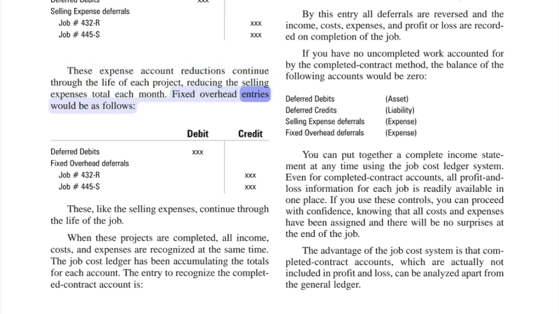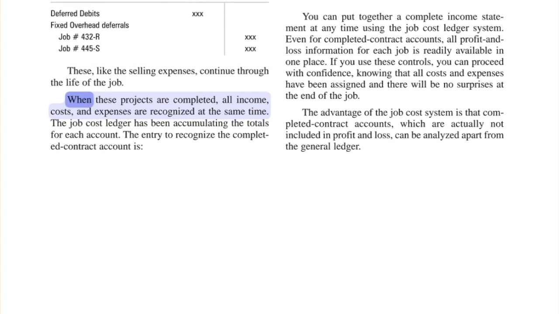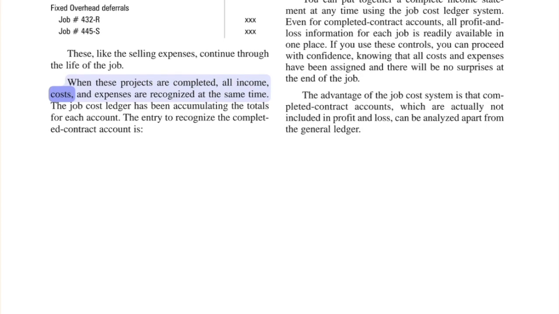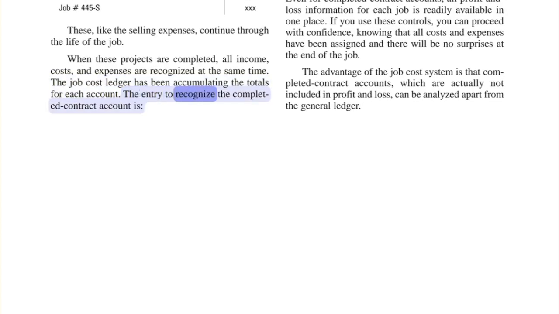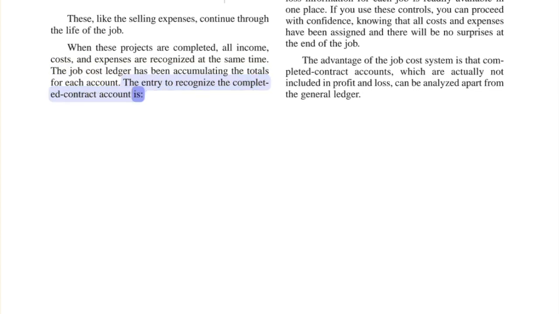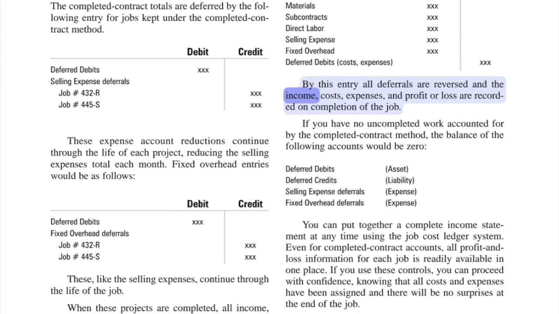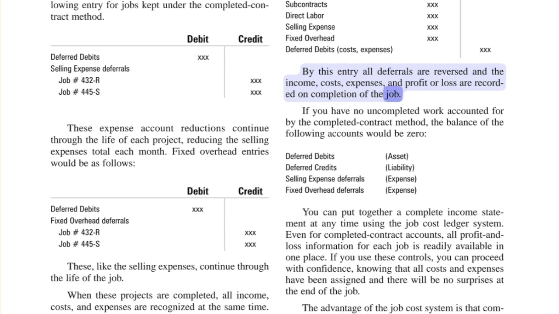Fixed overhead entries would be as follows. These, like the selling expenses, continue through the life of the job. When these projects are completed, all income, costs, and expenses are recognized at the same time. The job cost ledger has been accumulating the totals for each account. The entry to recognize the completed contract account is as follows. By this entry, all deferrals are reversed and the income, costs, expenses, and profit or loss are recorded on completion of the job.